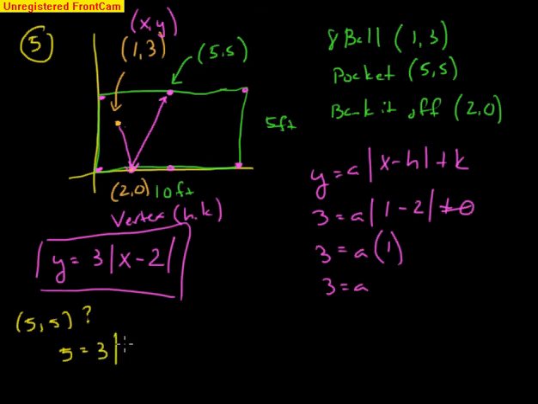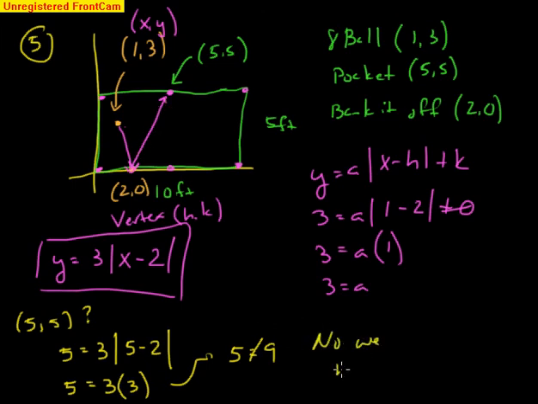5 equals 3 times the absolute value of 5 minus 2. And also we're checking to see if the left side equals the right side. We get 5 equals 3 times, now 5 minus 2 is 3, and the absolute value of 3 is 3. So here we get 5 equals 9. Uh-oh. Does 5 equal 9? Nope. So did we make the ball in the pocket? Does the pocket lie on the pathway of the ball? No. We missed. And again, it's because the coordinates of the pocket do not fall on the path of this absolute value.